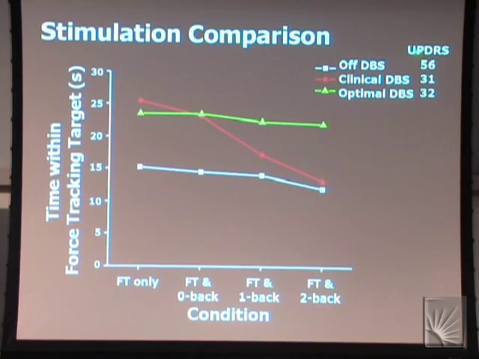And so if we just look at their UPDRS, sort of clinical rating scale, off DBS 56, that's pretty severe Parkinson's. On DBS, this is no medication, so just DBS alone, they're getting a very respectable improvement, and we're getting very similar improvements with the clinical DBS compared to the sort of optimal DBS parameter settings.